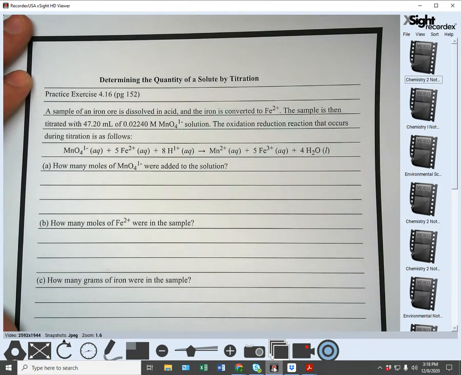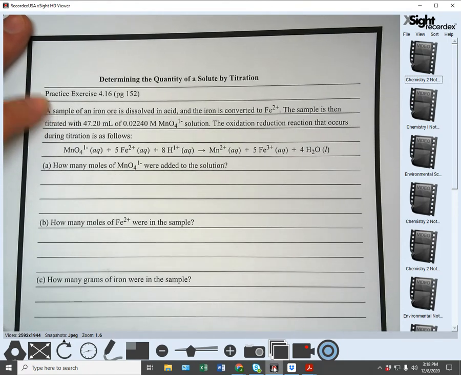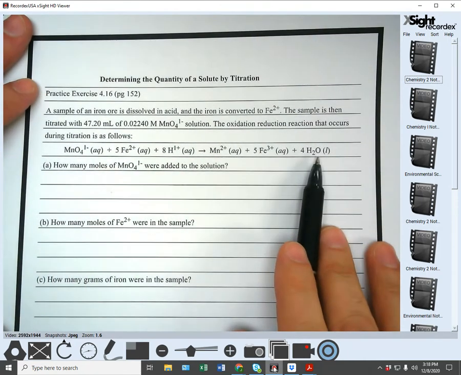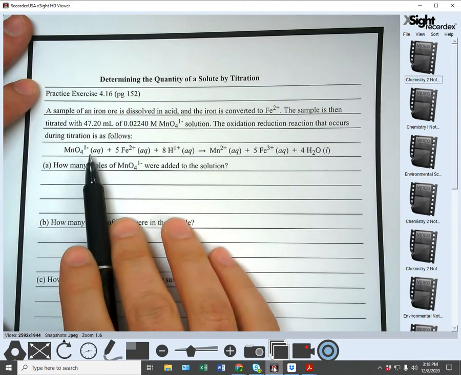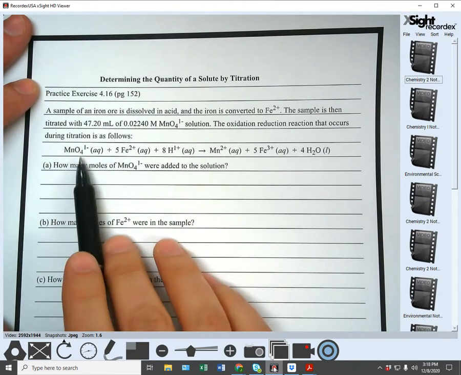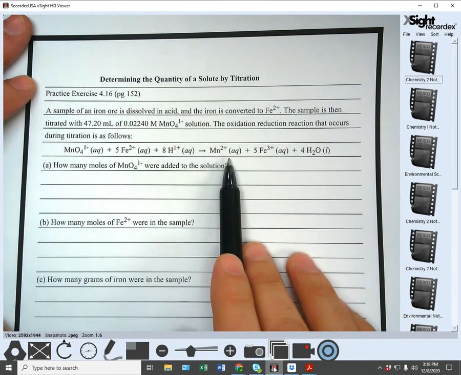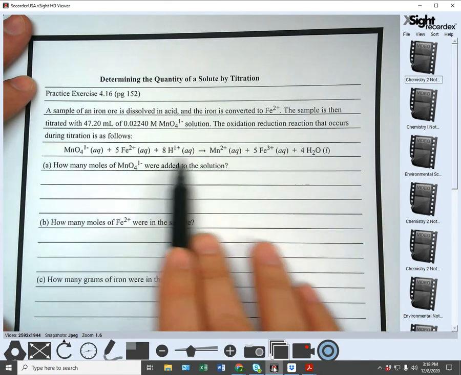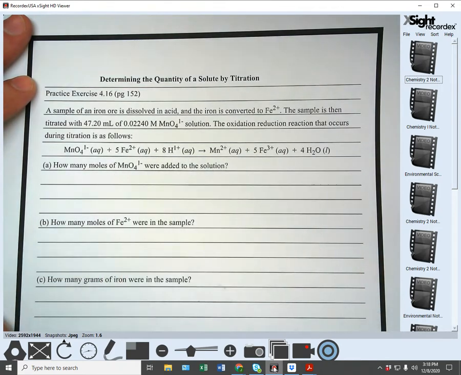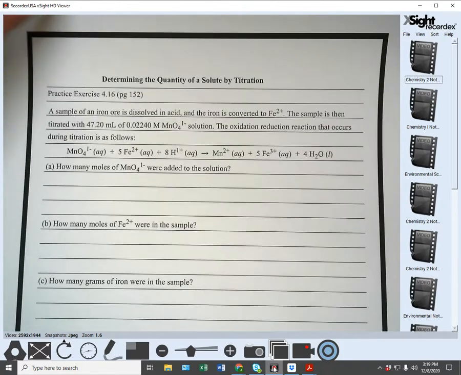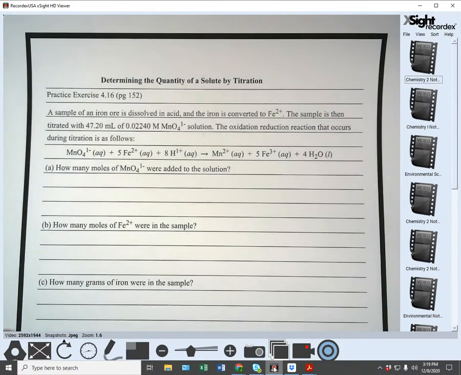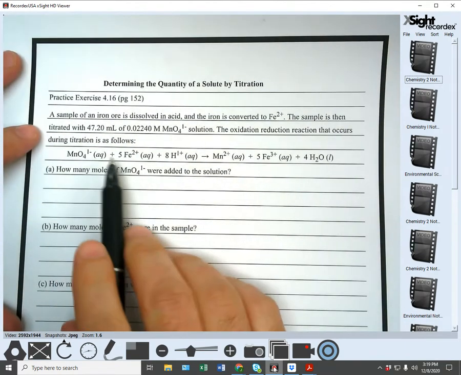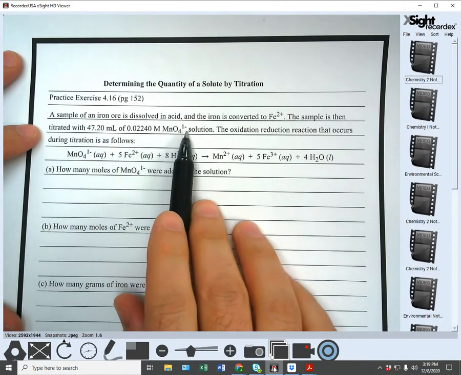The oxidation reduction reaction that occurs during titration is as follows. So we have the reaction here, and this is sort of like the net ionic. It's showing the redox reaction, the changes in the oxidation states from the reactants to the product. So part A, how many moles of permanganate were added to the solution? It wants to know how many moles from this.